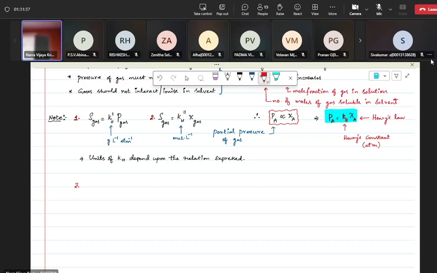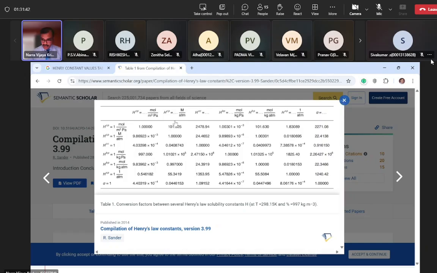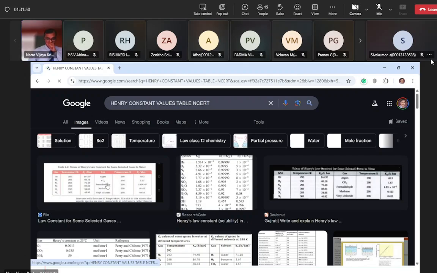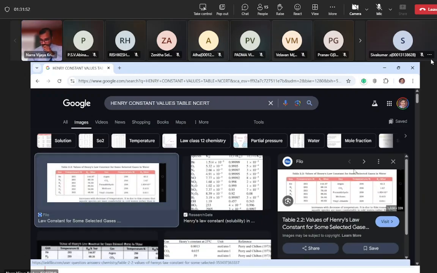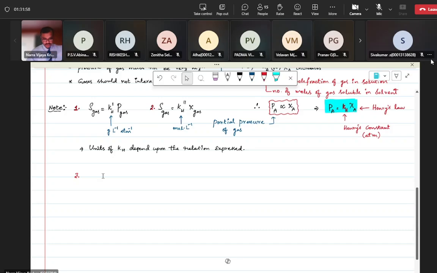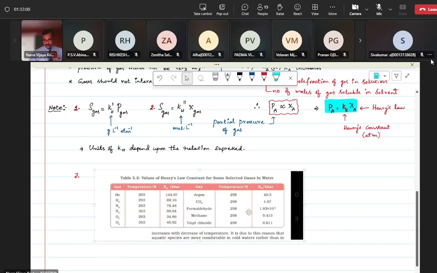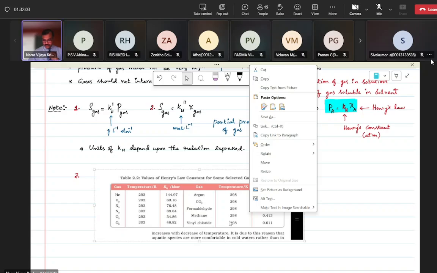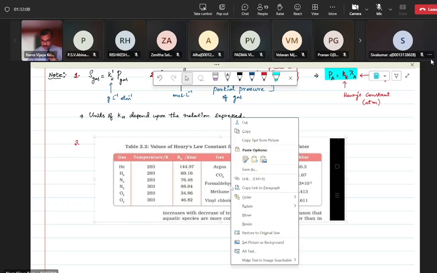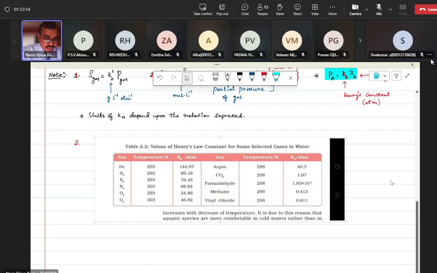In your NCERT, you saw one table just now. Where is that NCERT table? Yeah. I have to crop this image, I think. They took this image from mobile. How can I crop it? Understood. I will do it like this.